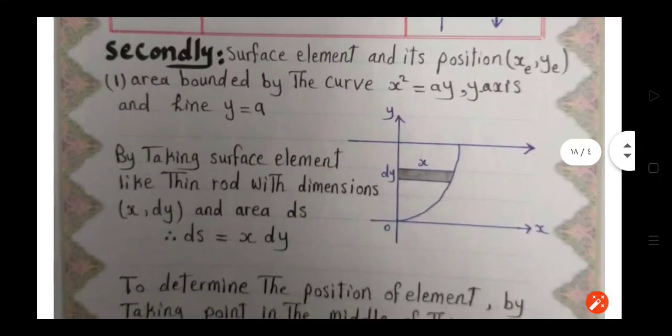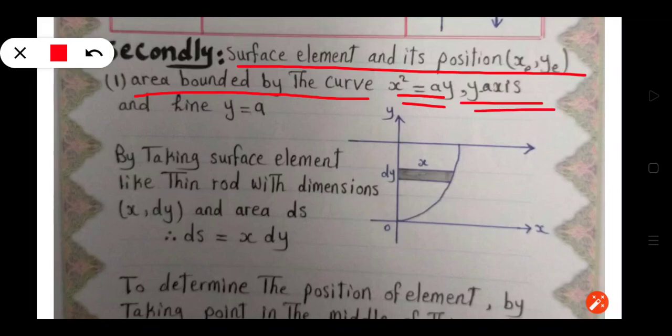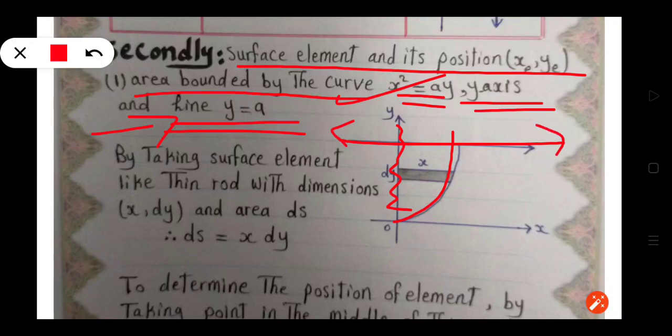Now we will talk about the surface element and its position. We have three cases. First, the area bounded by the curve x squared equals y, the y-axis, and the line y equals a. How to draw this graph? Firstly, x squared equals y is a parabola which is symmetric about the y-axis. Then the line y equals a is this line. The area bounded between them is the required area. So we want to find the center of gravity for the area bounded by the y-axis, y equals a, and the curve x squared equals y.